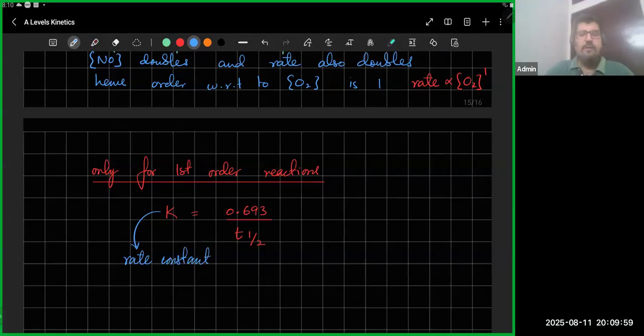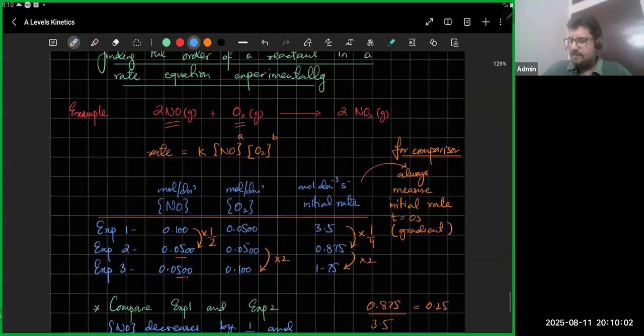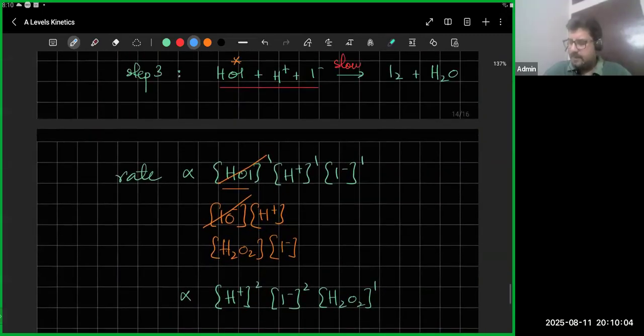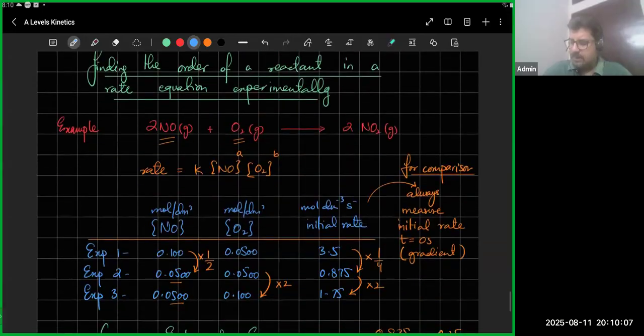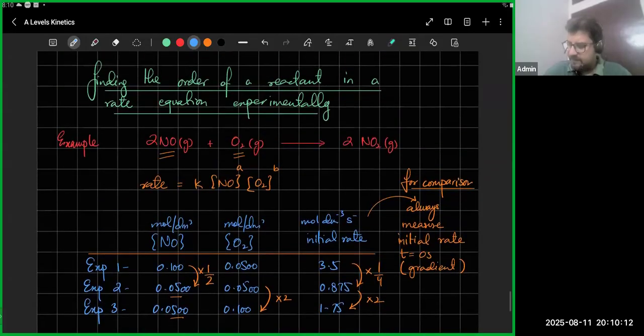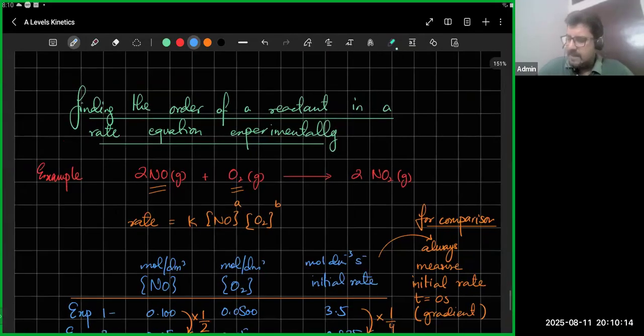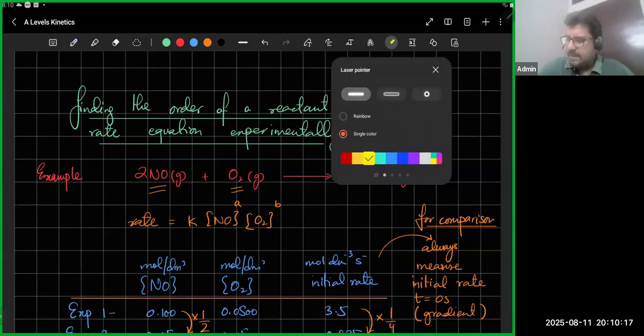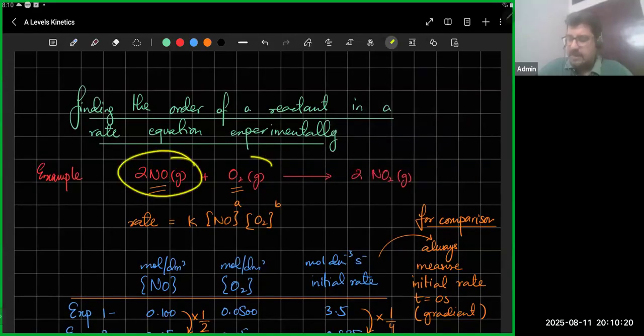The rate constant k in the rate equation has a formula. Remember every rate equation that we did. Whenever you write a rate equation, it shows how the rate depends on O2 and the reactant concentration. Rate is proportional to NO's concentration power A and O2's concentration power B, or to get rid of the proportionality, we added a k.